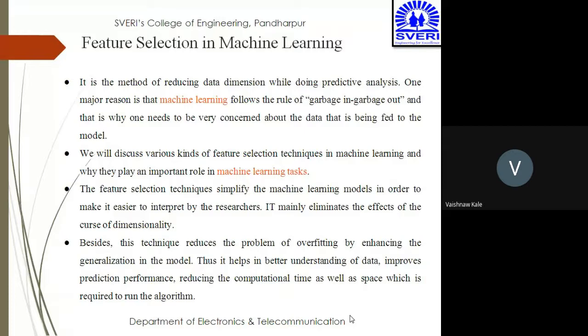the data, because the data which you're feeding, the noise looks similar to that data, and this causes the issue of overfitting. Underfitting and overfitting are the two issues that have to be reduced in case of generalization in the model. Thus, it helps in better understanding of the data, improves prediction performance, and reduces the computational time as well as the space which is required to run the algorithm.